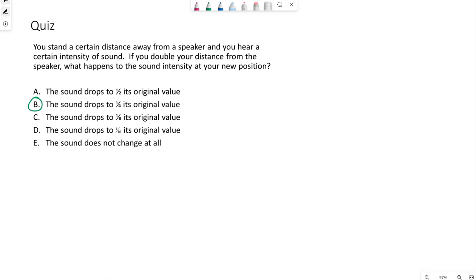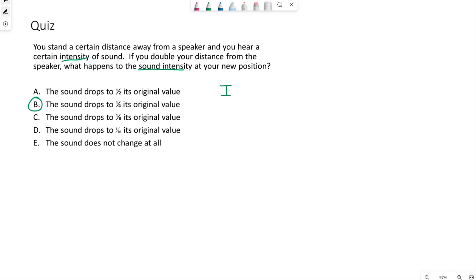Now, a couple of things to make note of. We're talking about just the intensity or sound intensity. So that means this question is specifically talking I, not the decibel scale. The decibel scale is called the sound intensity level. We need that word level in there to be talking decibels. So here, sound intensity, I.